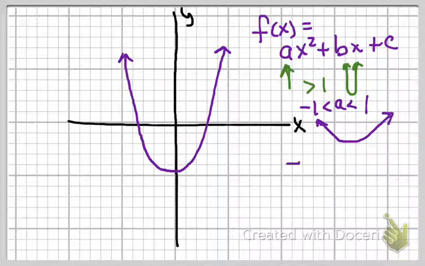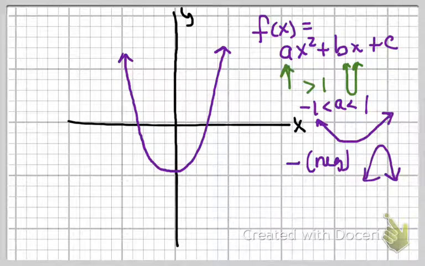If it's a negative number, it's a frowny face. We call that opening downward. If it's a positive number, it's like you're happy, you're positive. It's a smiley face. It opens up. So negative is like a frowny face, it opens downward, and positive opens upward. Now we're only talking about the A value.